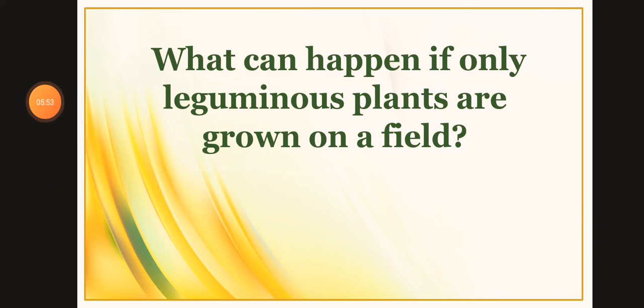Now, what will happen if only leguminous plants are grown on a field? Before answering that question, we all know that plants use up some nutrients from the soil and give back some nutrients to the soil. If only leguminous plants are grown, there will be a lot of nitrogen in the soil, but the soil will lack other nutrients which it requires. Thus the soil will become deficient in other nutrients over a period of time. That is the reason crop rotation is done. When crop rotation is done, all the nutrients are retained in the soil.